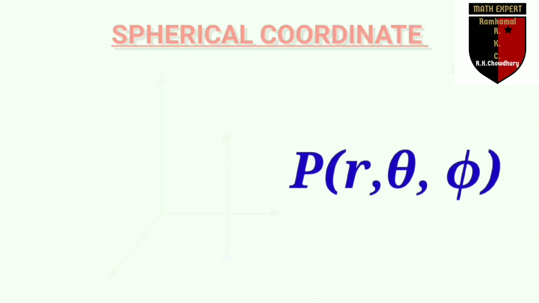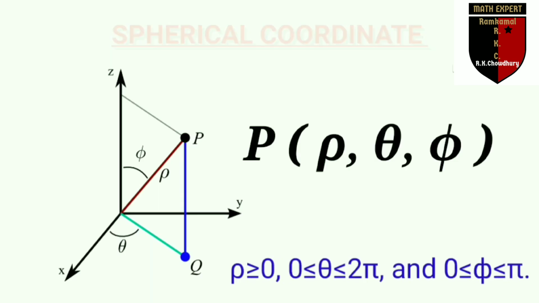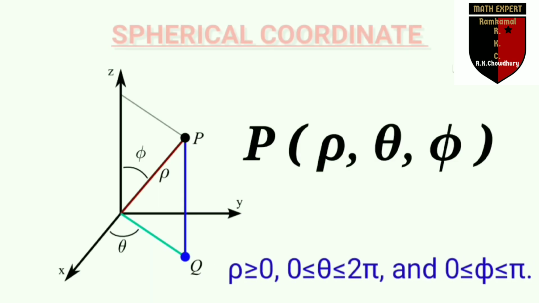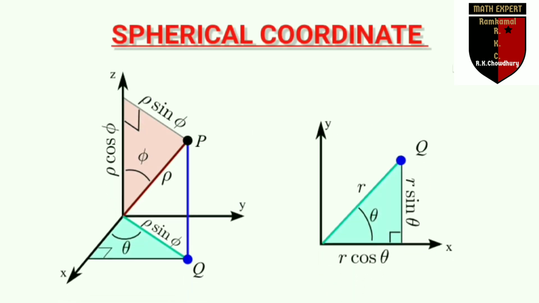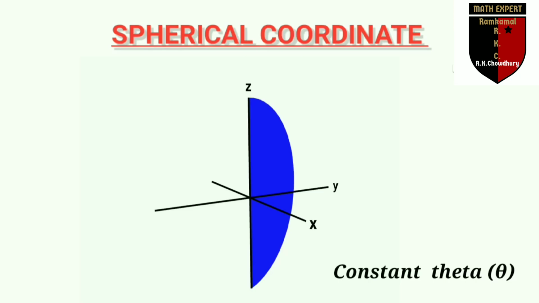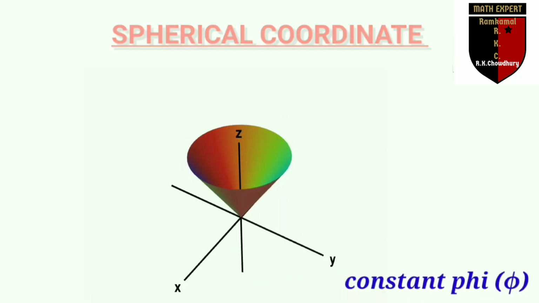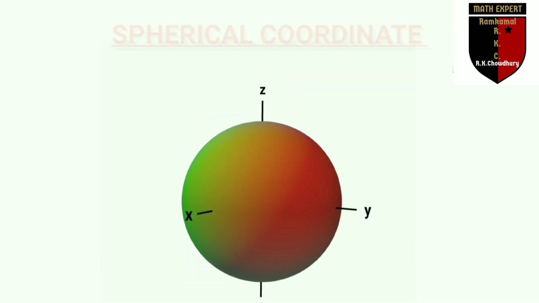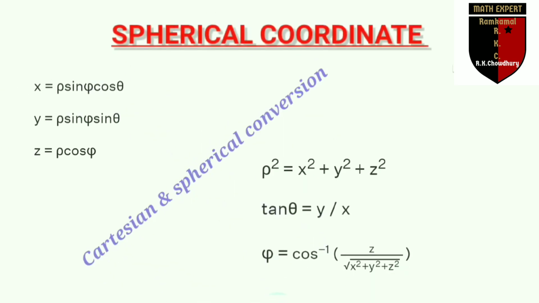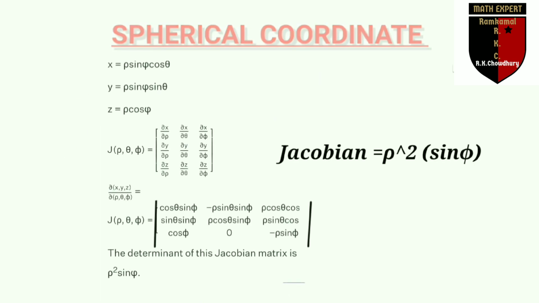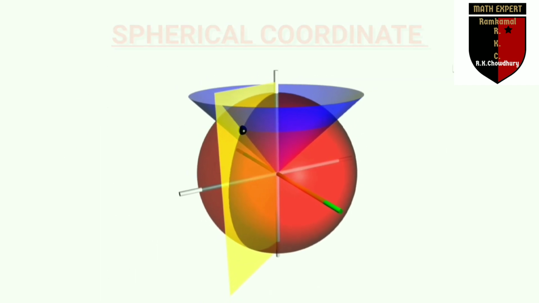In the spherical coordinate system, the coordinates of the point P are (rho, theta, phi). The coordinate rho or small r is the distance of the point P from the origin. Let Q be the projection of the point P on the xy plane. Then theta is the angle between the positive x-axis and the line segment from the origin to Q. Lastly, phi is the angle between the positive z-axis and the line segment from the origin to P. Where rho or r is greater than or equal to 0, theta ranges from 0 to 2 pi and phi ranges from 0 to pi.